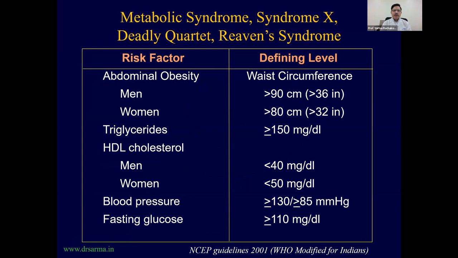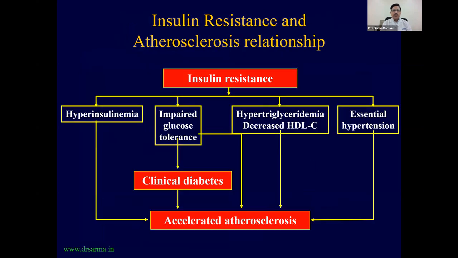What are the factors here? Abdominal obesity, waist circumference. I repeat, men more than 90, women more than 80 is already a metabolic syndrome parameter. Triglycerides more than 150. HDL, men less than 40, women less than 50 is metabolic syndrome. Blood pressure more than 130, more than 85. Fasting blood glucose more than 110. These are the defining values for guidelines for the metabolic syndrome. Any three of these factors, we can call it as metabolic syndrome.